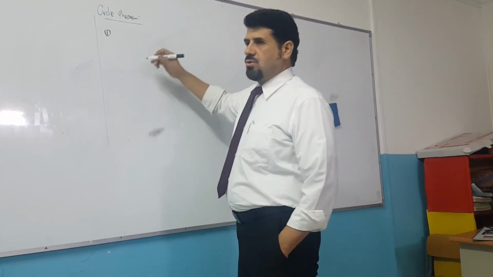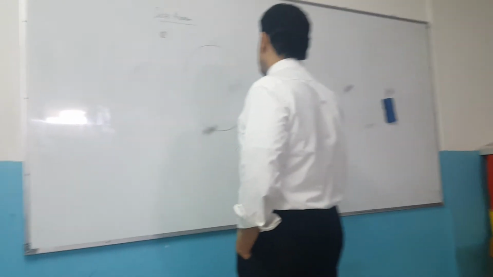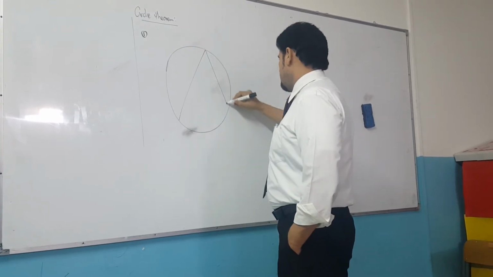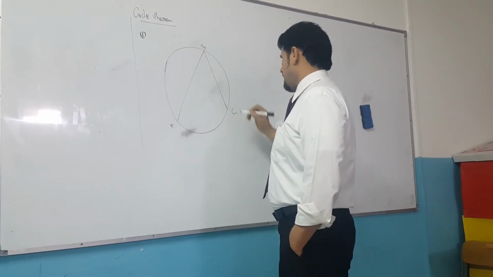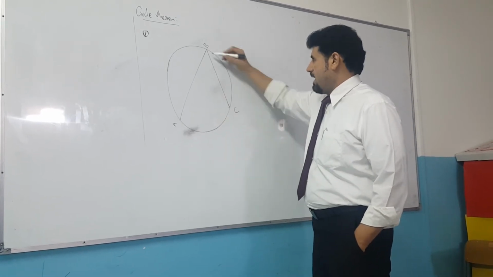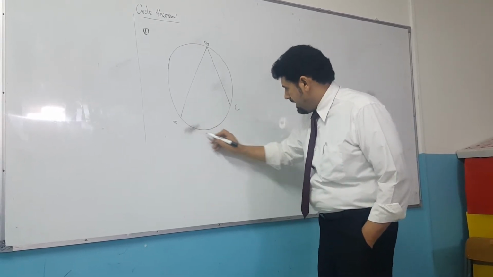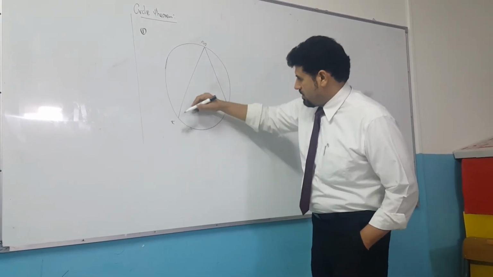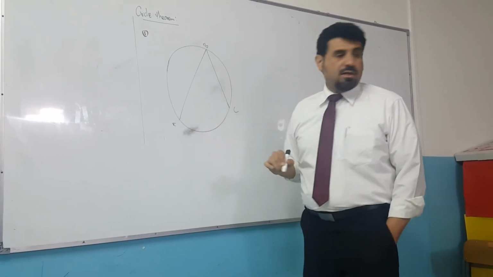So the first rule says that if you have a circle, okay, and there's an angle here, let's call it A, B, C. We say this angle ABC, or angle B, is subtended by the arc AC. It's like it's standing on the arc AC. So this is the arc AC, and this angle is subtended by this arc.